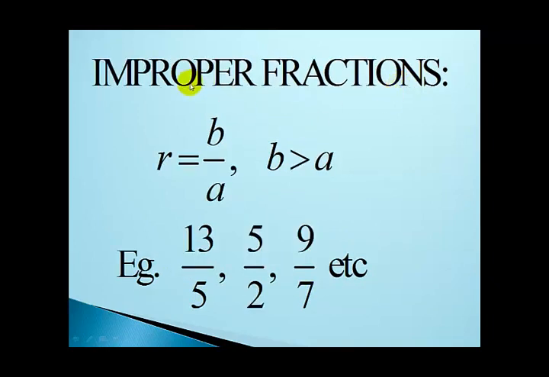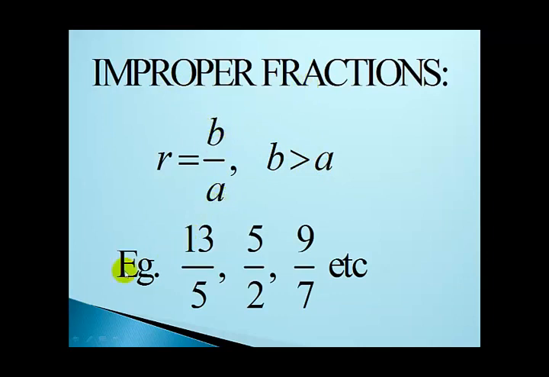Now we have the improper fraction. Given R equals B over A, B over A is a fraction. For B over A to be an improper fraction, it means that the numerator B must be greater than the denominator A. So an improper fraction is a fraction in which the numerator is greater than the denominator.